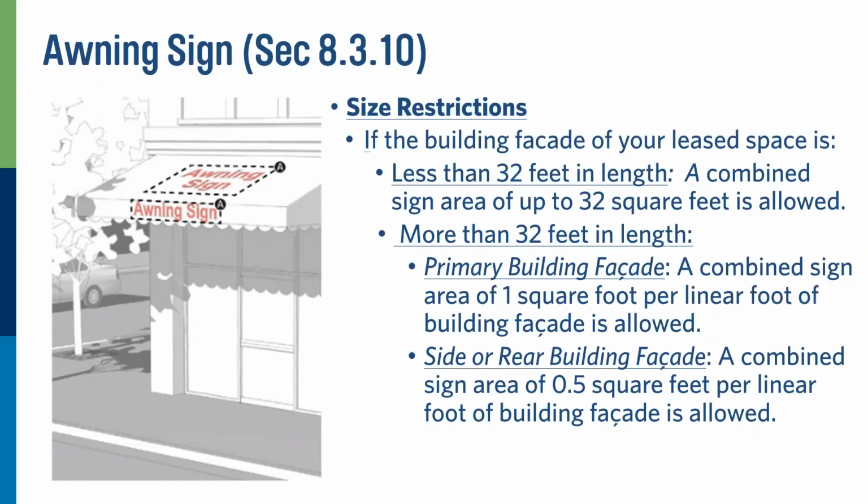So if you've got 50 linear feet, you can put a 50 square foot sign on the primary facade. If you're on a corner or a side, then you can have signs on the side of your building, because you're allowed multiple signs, but then it's half of that. So if you have 50 feet on the other side, maybe it's a restaurant, then you're allowed 25 square feet on that side.